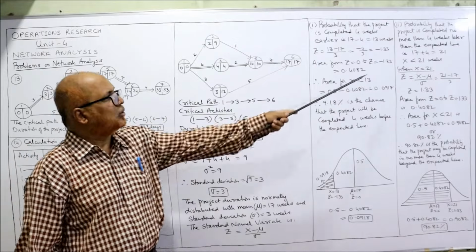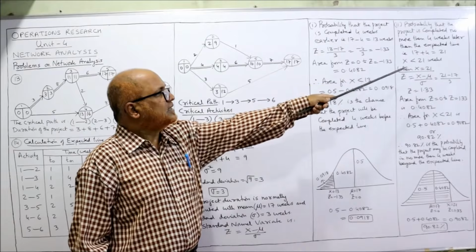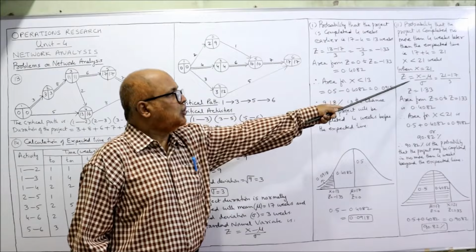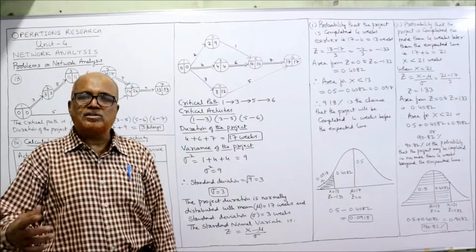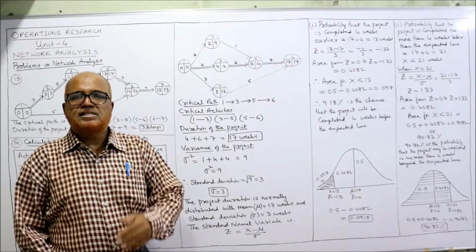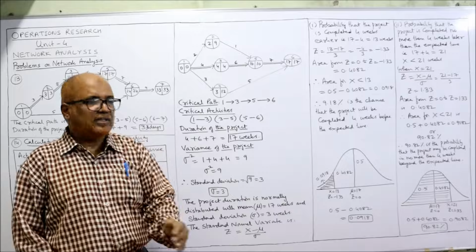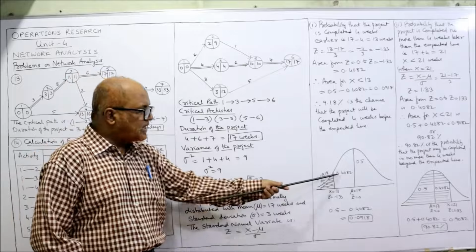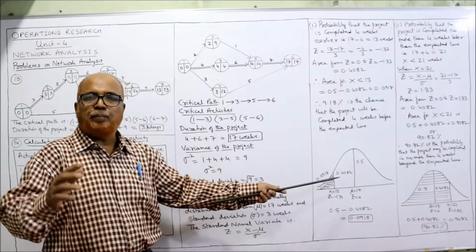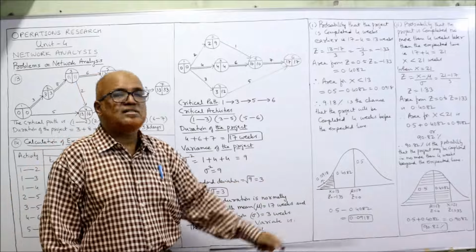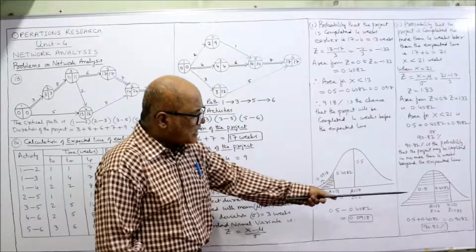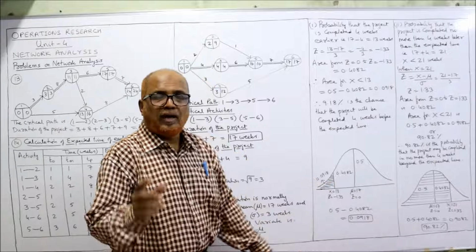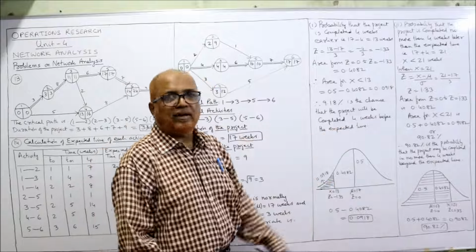So X is equal to 21. We take X is equal to 21. So 21 minus 17 divided by 3, you are getting positive 1.33. So a Z value will be negative 1.33 on the left side of the curve. When we get a positive value, it comes from the right side of the curve, 1.33. Now this is the curve I have drawn. Now X is equal to 21.